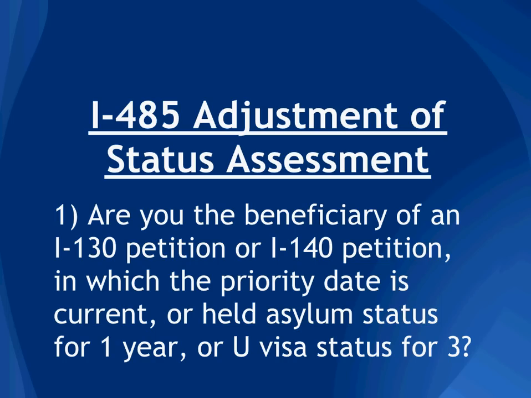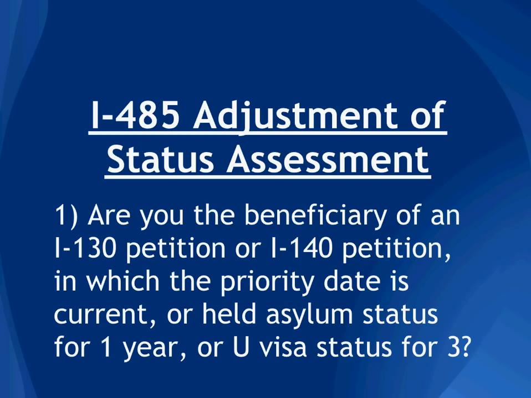Question number 1. Are you the beneficiary of an I-130 petition or I-140 petition in which the priority date is current, or held asylum status for 1 year or U-visa status for 1 year? You see, for U-visa status holders, if you've held the status for 3 years, plus you have not been outside the United States for more than 90 days on any given trip, or an aggregate of 180 days, you can apply for adjustment of status. Or if you've held asylum for 1 year, you should also be able to apply for adjustment of status.